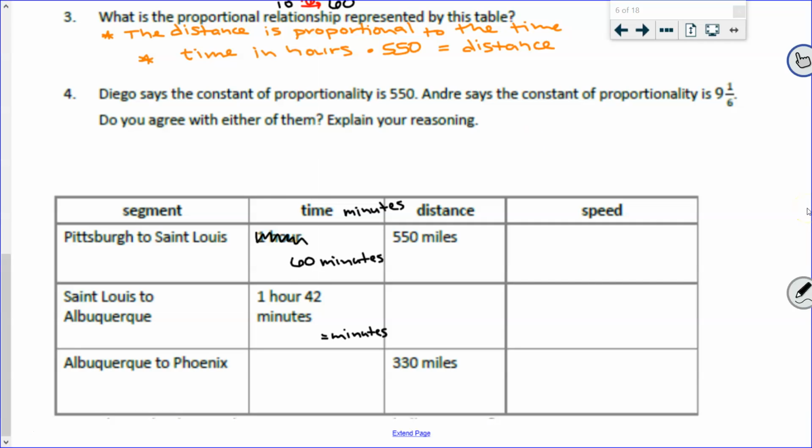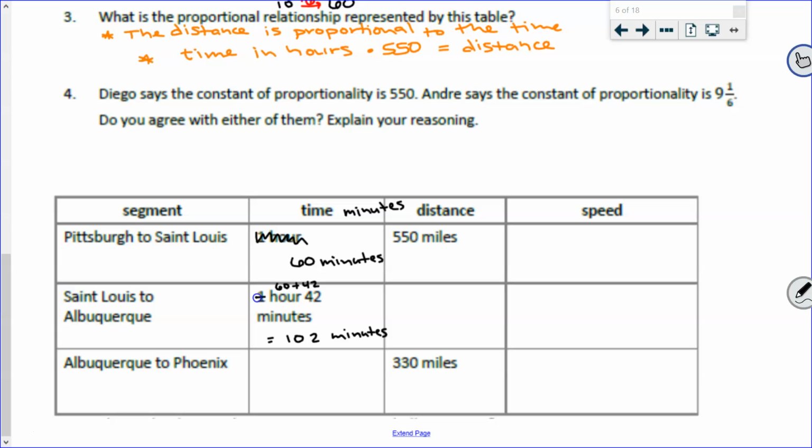One hour, 42 minutes is how many minutes? What do you got for me? Let's go, Luke. It is 102 minutes. Good. How did you get that? Good. The hour is 60 minutes plus an extra 42 minutes, so that's how I got the 102 minutes.